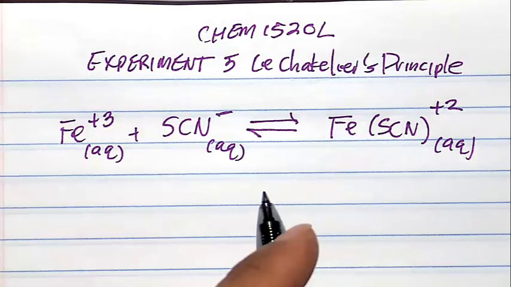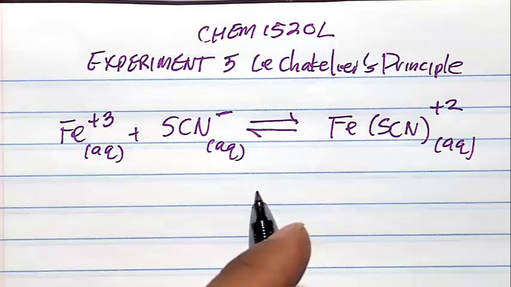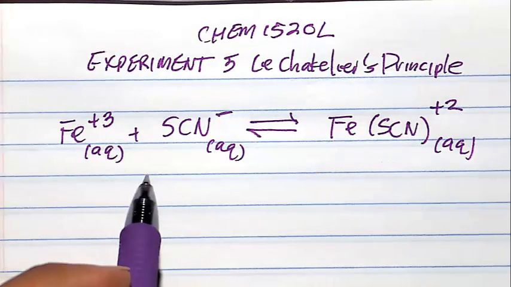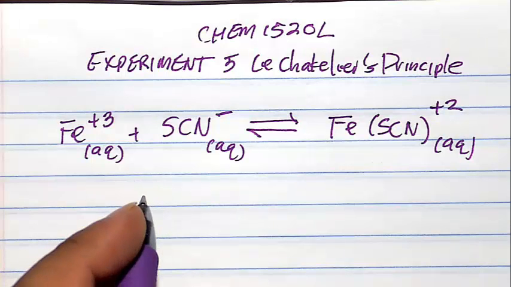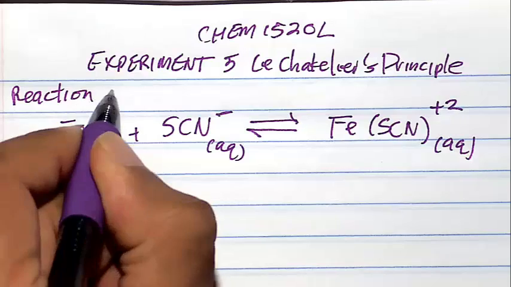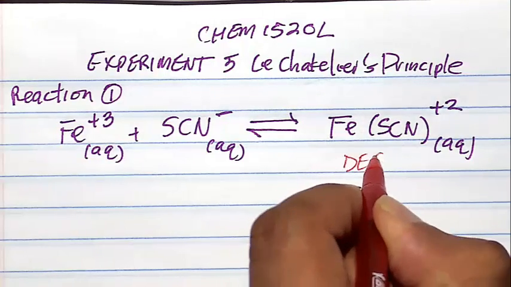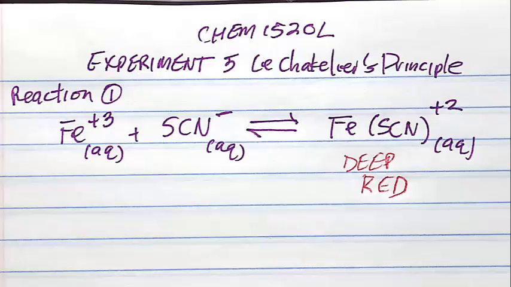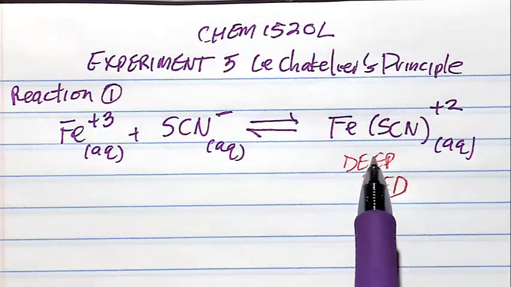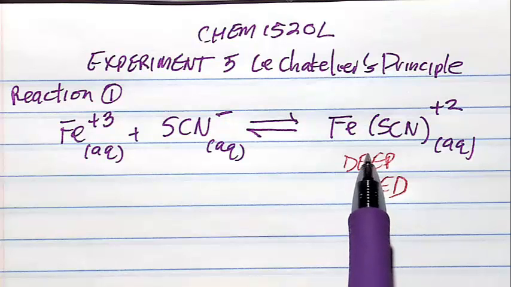I could shift which way this reaction will get biased towards by changing some parameters. And that's what you're going to do in this lab. So this is reaction 1. Well, how do you know which way the reaction is going to proceed when you do this reaction in the lab? Well, fortunately, you have color. This iron thiocyanate is a deep red color. So you can look for the presence of something that's deep red, and you'll know that the reaction has shifted towards the product side, towards the formation of iron thiocyanate, this complex ion.